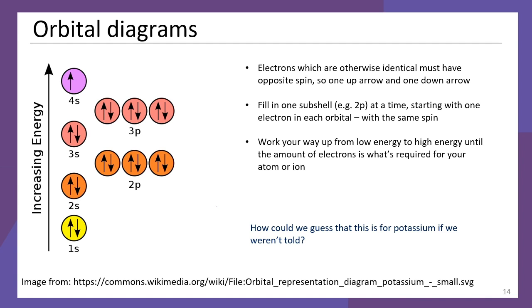So if we look at this and I was filling it out, I would fill in 1s first, up arrow, down arrow, then 2s, up arrow, down arrow. Then when I go into 2p, I would go for each orbital, like up arrow, up arrow, up arrow. And then I would fill in the down arrow, down arrow, down arrow.